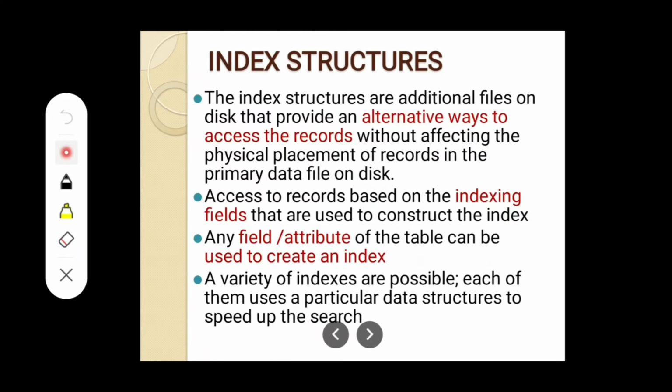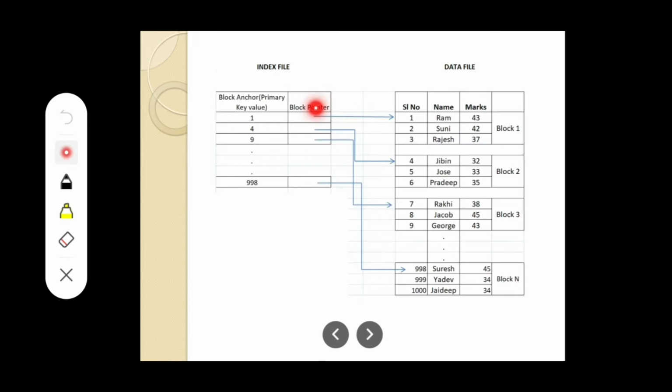What is the next point? Access to the record is based on indexing fields that are used to construct the index. What is the purpose of the index file? It accesses the records based on the indexing fields that are used to construct the index. So how are they going to access the record? The record in the data file is accessed with the help of some indexing fields. The index uses indexing fields to do this. For example, this particular index file has two fields.